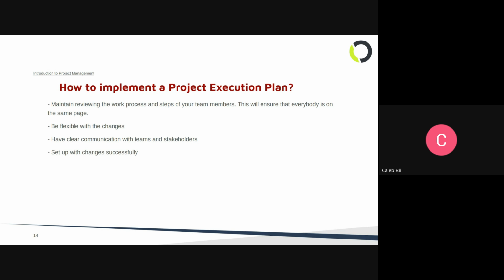So be flexible with the changes. You should always be flexible. Don't be rigid. Ensure you're flexible to accommodate changes that might occur through the project, through the execution phase.